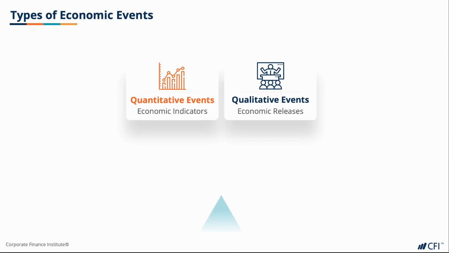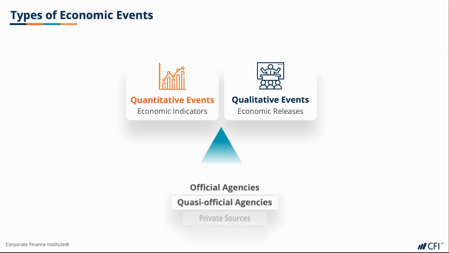Now you may ask where we get all this information from. Many of these economic events are from official agencies or sources, but there are also economic events from quasi-official or even private entities, such as the University of Michigan, Case-Shiller, or ADP.